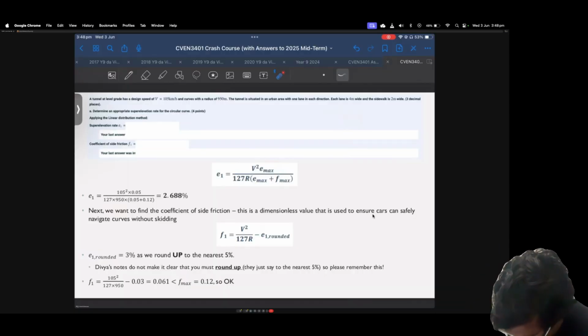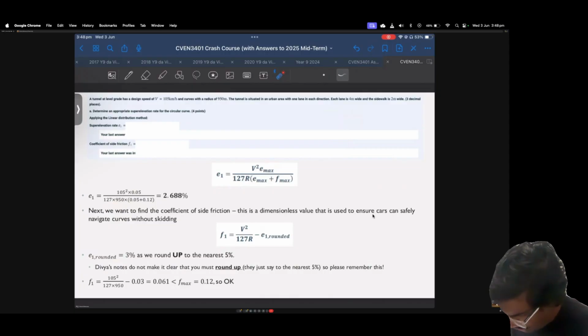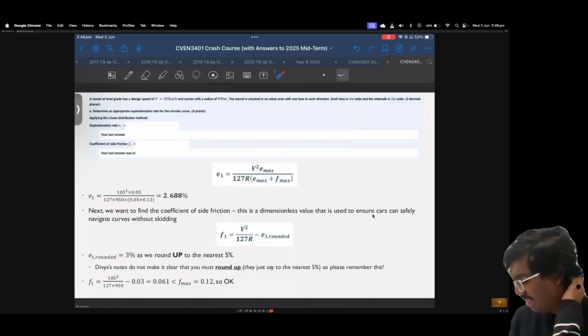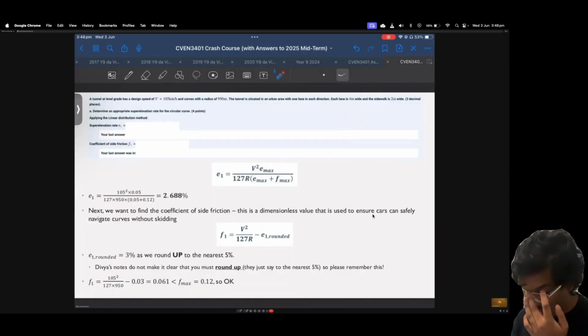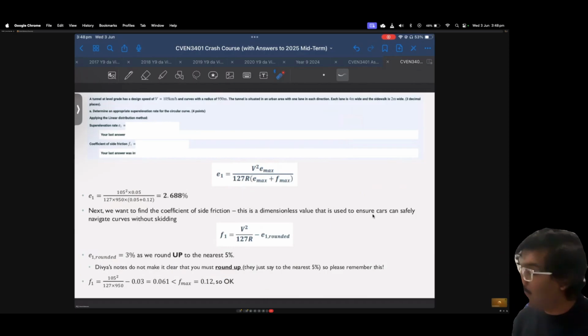Yeah, where was I? Okay, and then F max, so 0.05 plus 0.12. Next, we want to find the coefficient of side friction. This is a dimensionless value that is used to ensure cars can safely navigate curves without skidding. All right, and that's the equation. F1 equals V squared over 127R minus E1, but E1 is rounded.